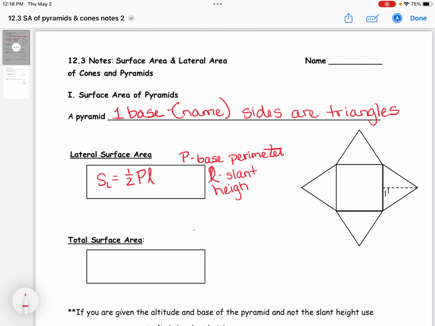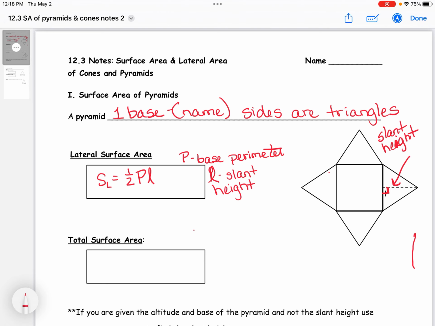So here's the thing. The slant height is actually on one of the sides of the pyramid. It does not go from the top to the bottom through the middle of the pyramid. That's going to be for volume. So your slant height is going to be all four sides, or however many sides have the same slant height. But you just need one, and you multiply it times the perimeter of the base, and then divide by 2.